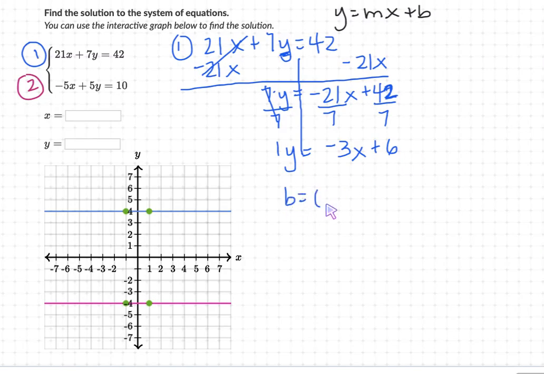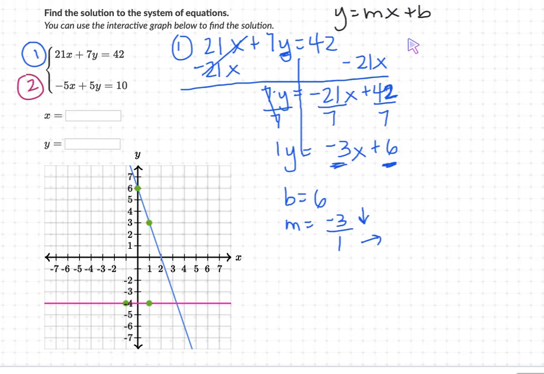So I have a b of 6, and I have an m of negative 3. Remember, m is rise over run, so I need a number on the bottom, and that's always going to be 1. So I can go ahead and actually graph this using my blue line. This is a b of 6, so it needs to start at 6. And then this is going down 3 and to the right 1. So down 1, 2, 3, and to the right 1. Okay, so that should be my line for blue.